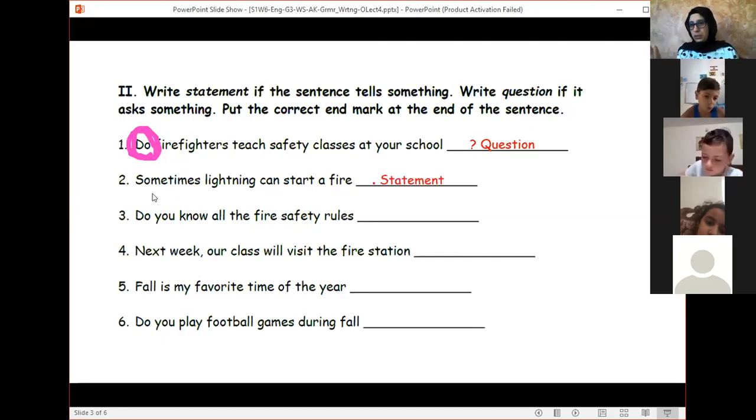So I'm telling here, okay, sometimes lightning can start a fire. So this is my opinion, okay? I'm telling, that's why I put a period. Okay, let me choose someone who looks like feeling bored. Yalla, Qasim.